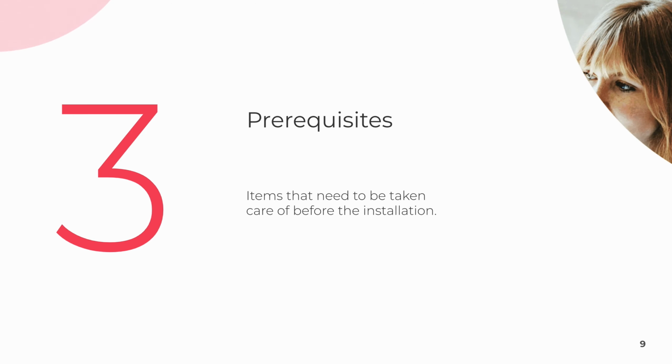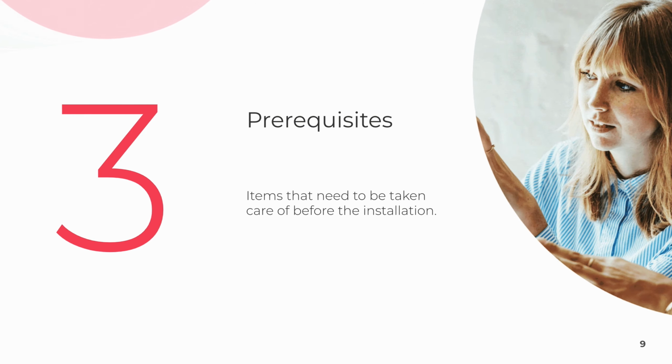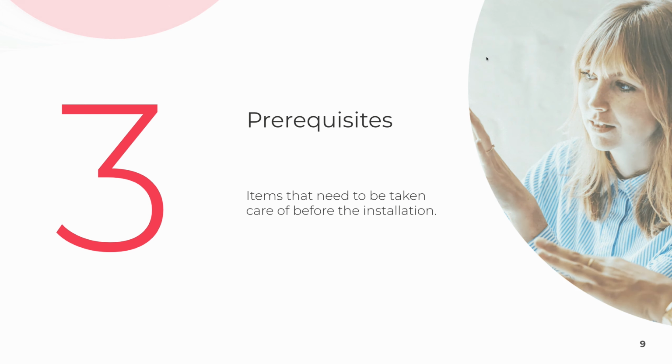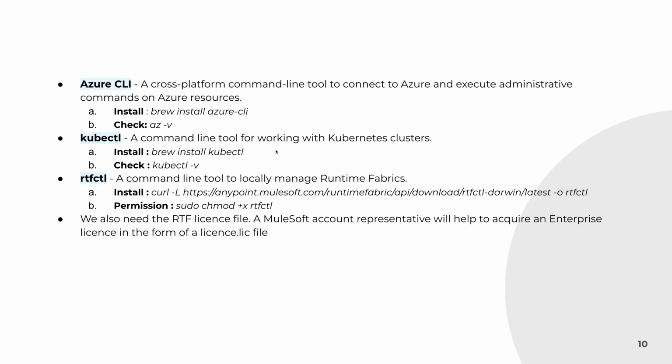So, prerequisites. These are the items that need to be taken care of before the installation: Azure CLI to manage Azure itself, kubectl for Kubernetes, and RTF-CTL to install the RTF, and then use and access the RTF itself from your command line and get reports, get node status, etc.